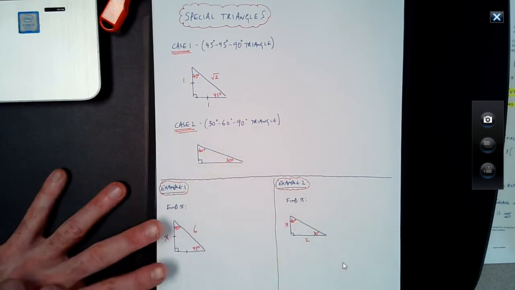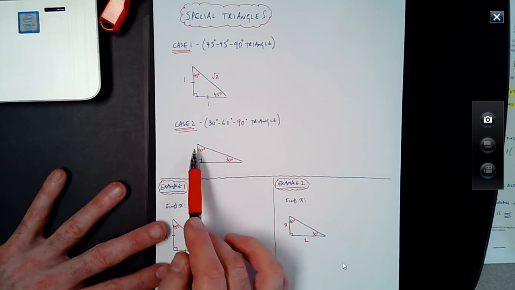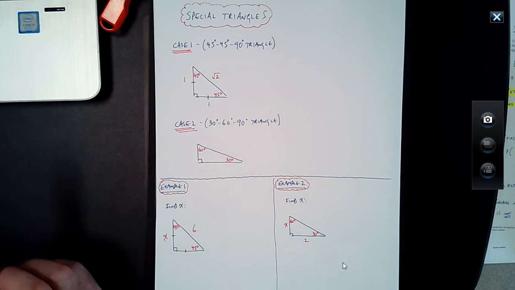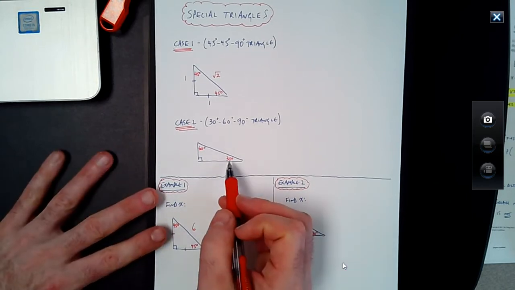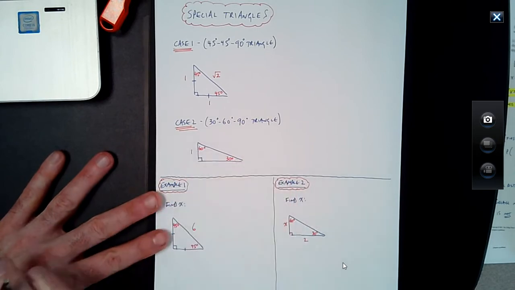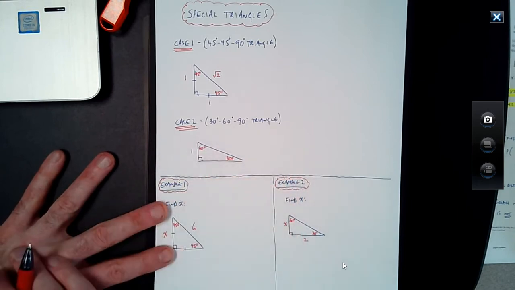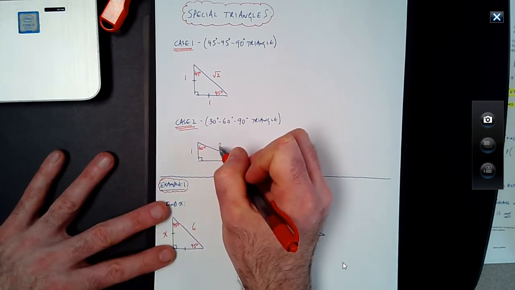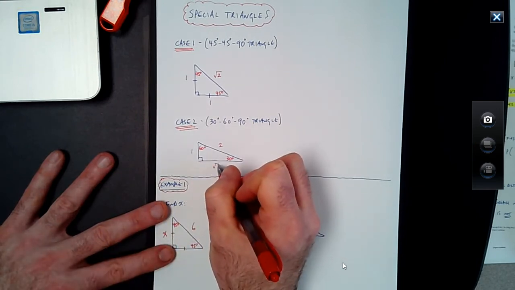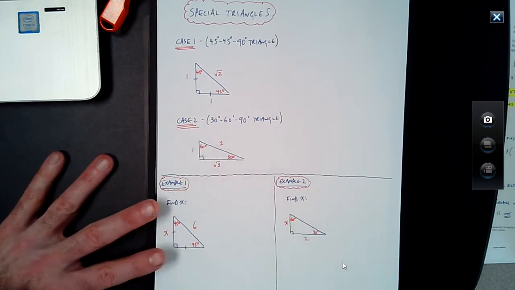Now if we look at case 2, this is what we call a 30-60-90 triangle. So as you can see, we have a triangle here where the angles are 30 degrees, 60 degrees, and 90 degrees. Now the short side is always opposite the short angle. So I'm going to call this side 1. Now, the great thing about this special triangle is if the short side is 1, the hypotenuse is always twice that, and the other side is always the square root of 3 multiplied by that. So the ratios are 1, 2, and square root of 3.